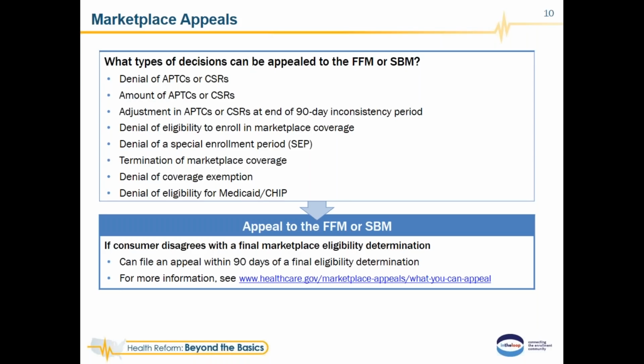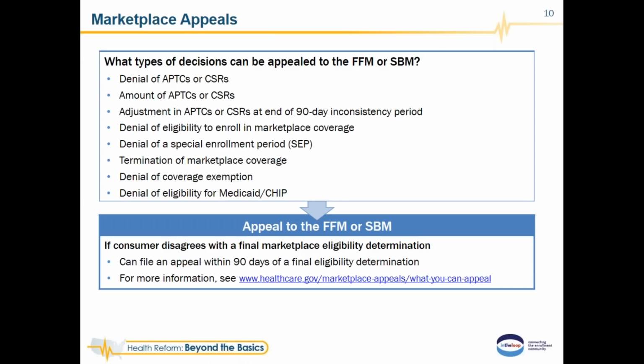If the consumer gets an amount of APTCs or cost-sharing reductions that the consumer thinks is wrong, it might be too little, it might be too much. If APTCs or CSRs are adjusted at the end of an inconsistency period, denial of eligibility to enroll in coverage, denial of a special enrollment period, termination of coverage, denial of an exemption, and denial of eligibility for Medicaid and CHIP. As you can see, all of these are really tied to the decision that healthcare.gov or a state-based marketplace is doing when a consumer applies for coverage.